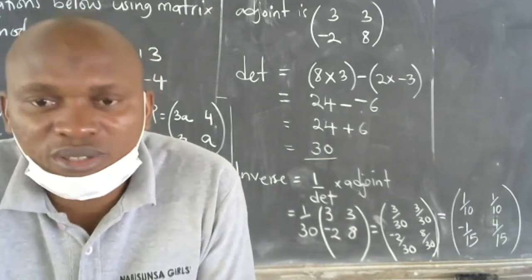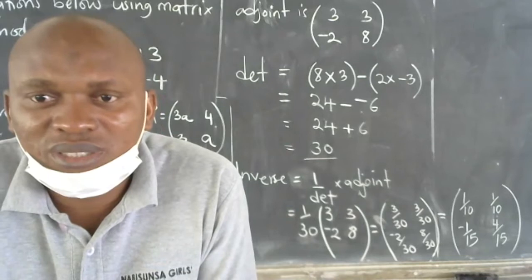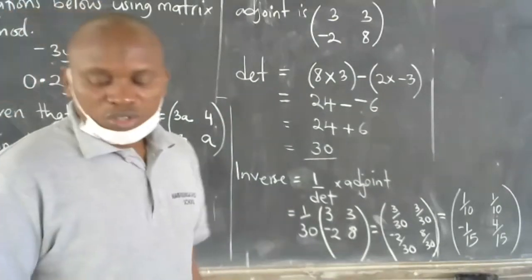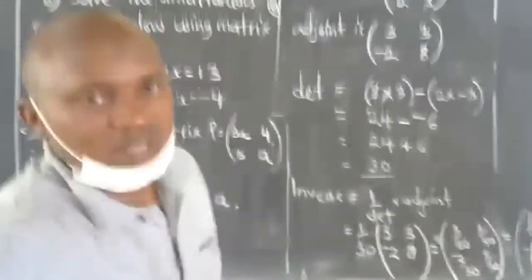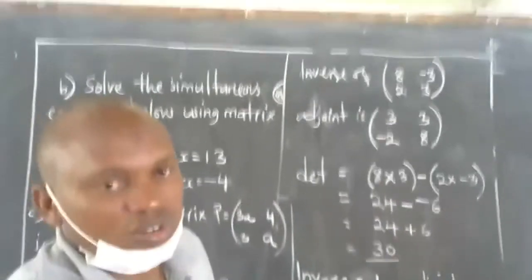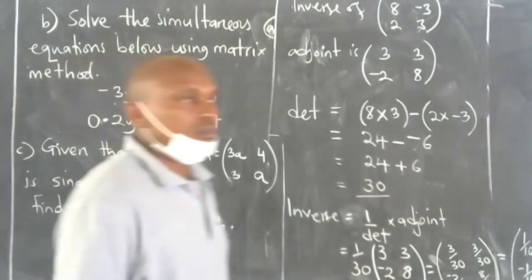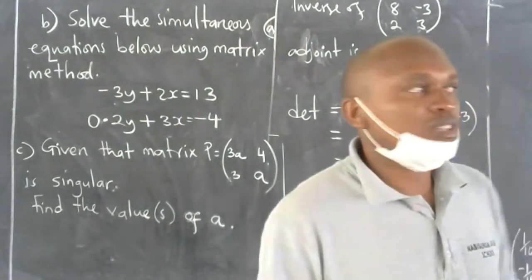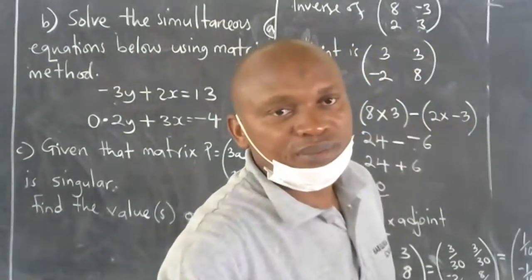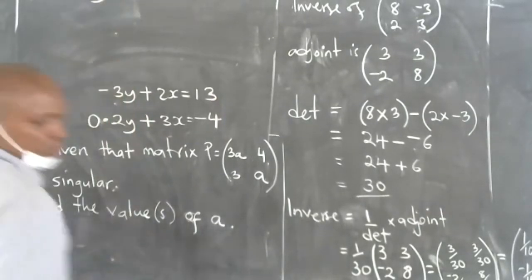Okay, now we got the next question. Chloe, your microphone is off, but there is some work we are doing on the board. What you do now, we got the next number, part B. Part B has a question there. Solve the simultaneous equation. So did you get the answer for part B? Work out part B. Let us give ourselves like 2 minutes to get that answer. Understood? And then we work it out together.